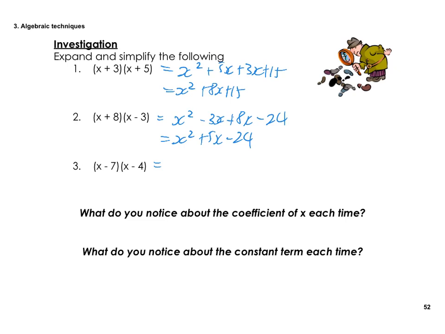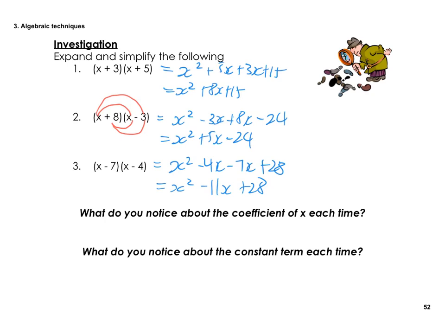Remember what we're doing. We are using FOIL. This times this, this times this, this times this, and this times this. So 4 expansions. Question 3. X squared minus 4x minus 7x plus 28. Again, minus is plus. X squared minus 11x plus 28.